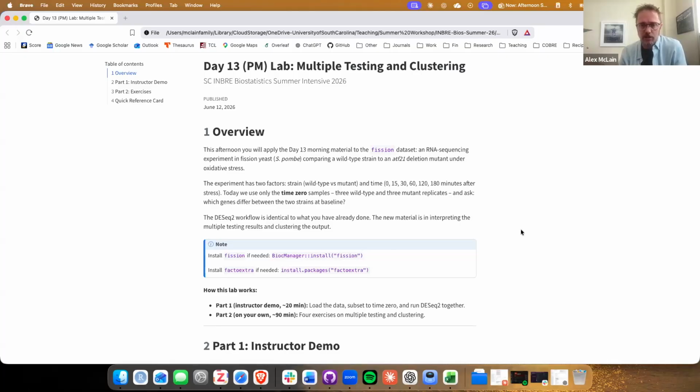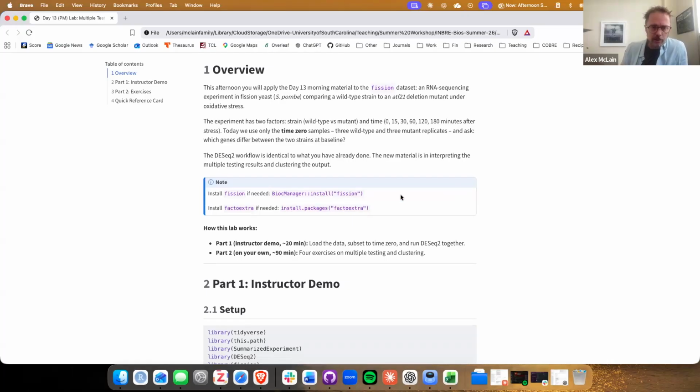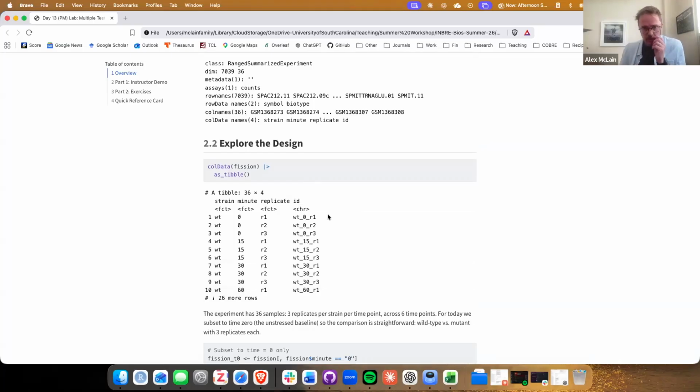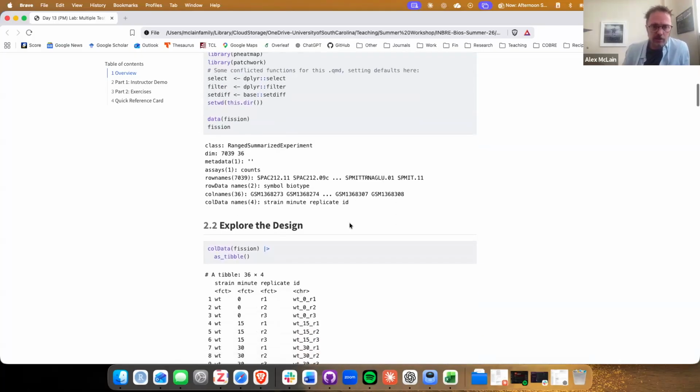So 0, 15, 30 minutes after the stress was applied. We are only going to use time 0 here. There are 3 wild type and 3 mutant replicates at time 0. And we're going to ask which genes differ between the 2 strains at baseline. So here are some packages that you probably need to install. Here we're looking at what the fission data looks like. It's already in the SummarizedExperiment format, which is great.